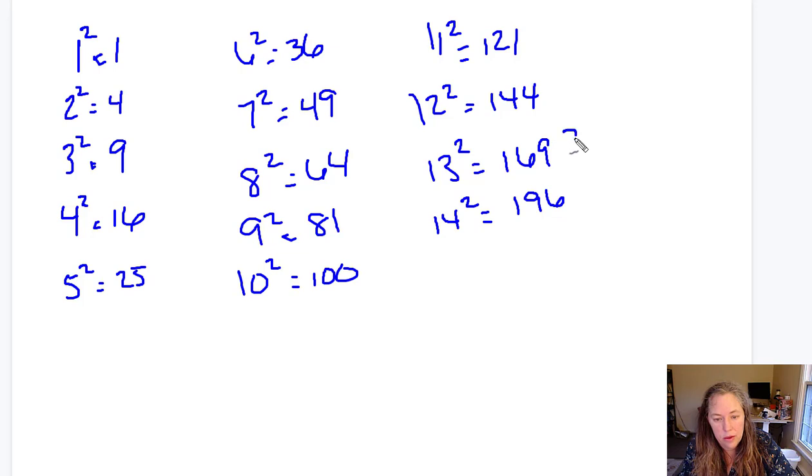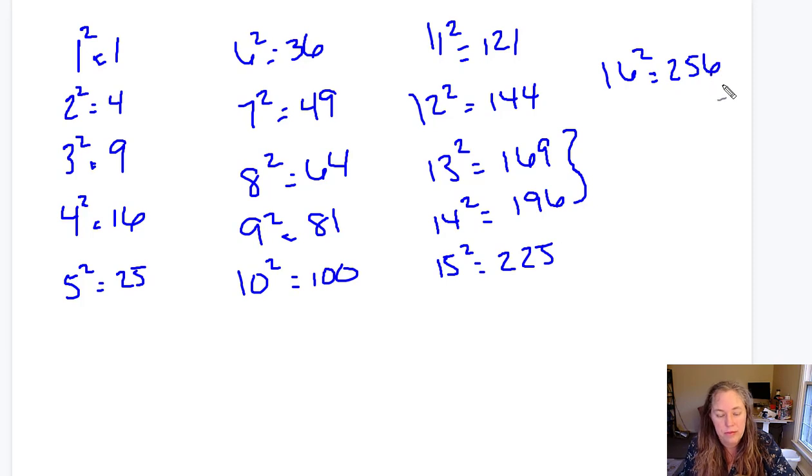13 squared, 169. 14 squared, 196. See, those help you remember each other: 169, 196. 15 squared, 225. 16 squared, 256. We're going up to 16. You really want to get these memorized.